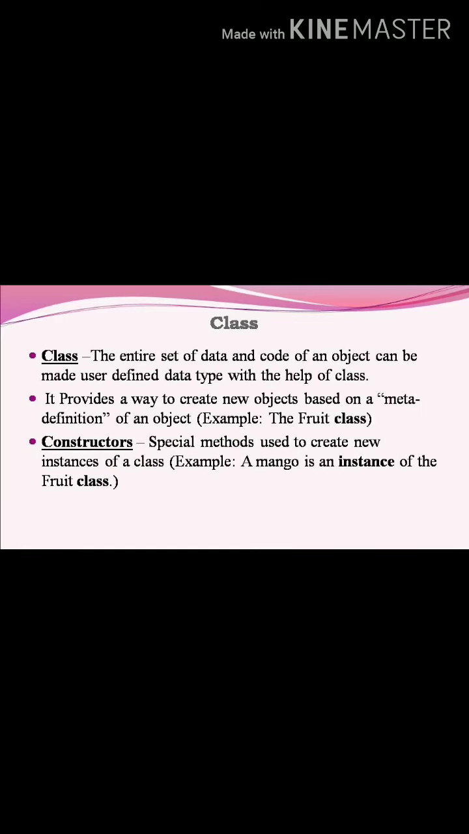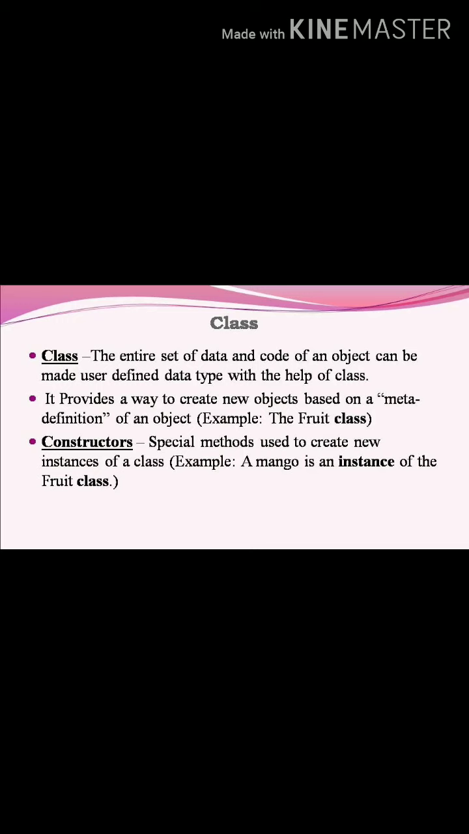Now let's see class. With the help of a class, the entire set of data and code of an object can be made a user defined data type. It provides a way to create new objects based on the meta definition of an object. For example, a class fruit. A constructor is a special class method used to create a new instance of a class. For example, mango is an instance of the fruit class. In fact, objects are variables of type class.